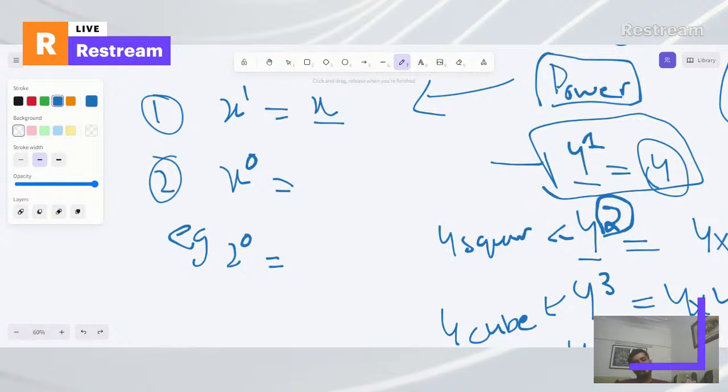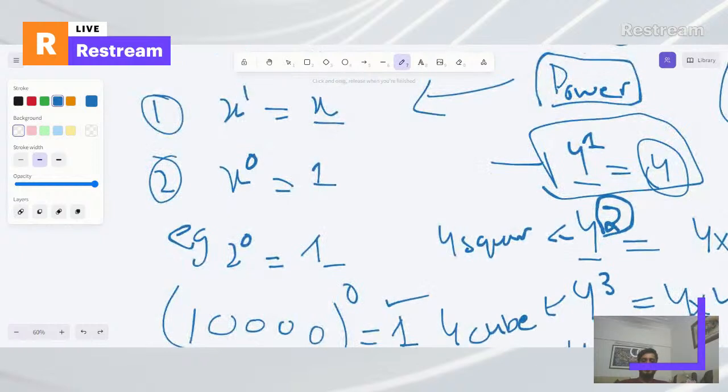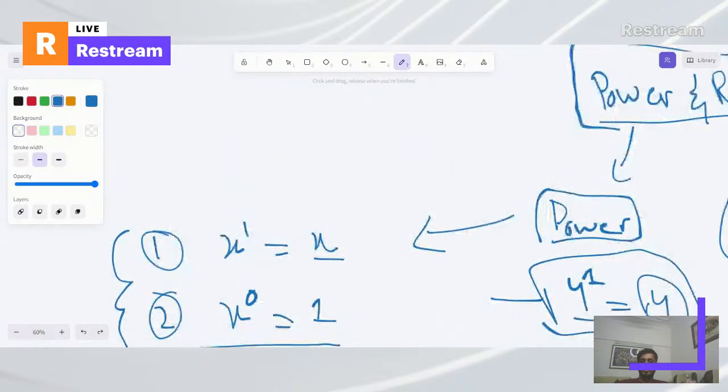Okay, so Akhil has answered it right, it's going to be 1. So any number that has a power 0 is going to be 1, no matter what the base is. The base could be 10,000 even. If it has a power of 0, it's going to be 1. Am I clear? So these are the two golden rules that you need to know.